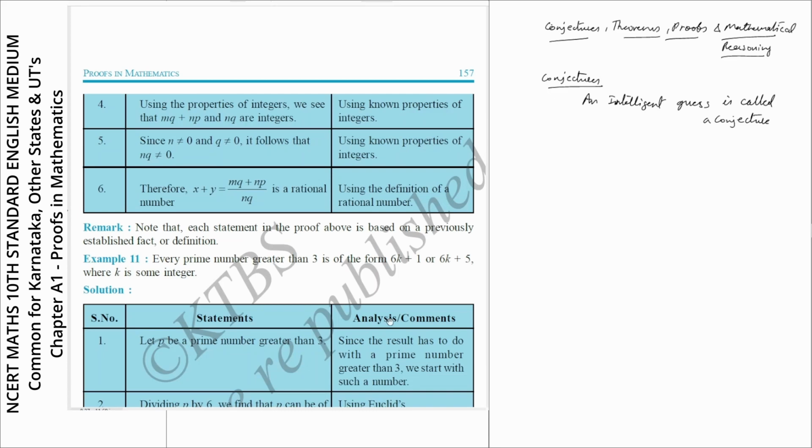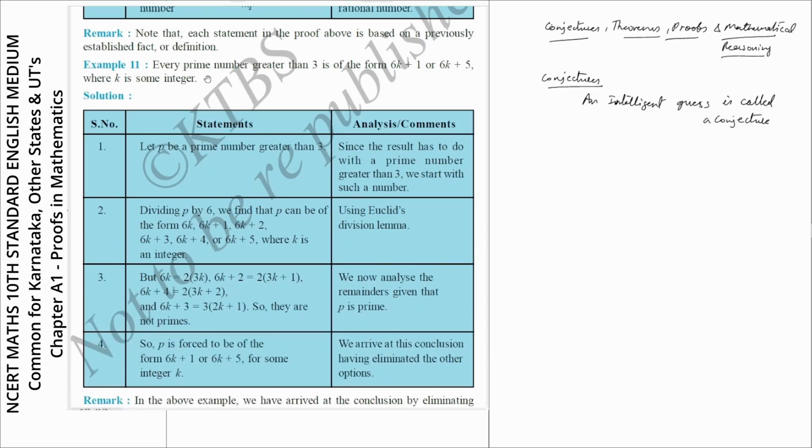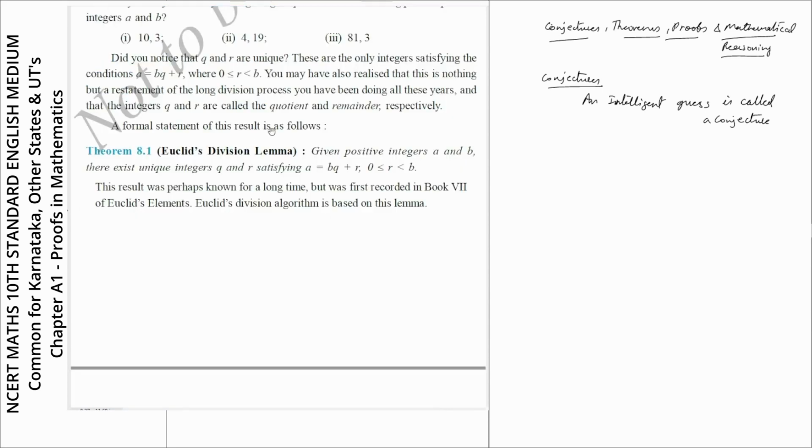Example 7 in the textbook. Prove that every prime number greater than 3 is of the form 6k plus 1 or 6k plus 5, where k is some integer. In the chapter Real Numbers you would have learnt about Euclid's division lemma. According to this theorem, if there are two integers a and b, then there exist unique integers q and r which satisfy a is equal to bq plus r, where r lies between 0 and b.